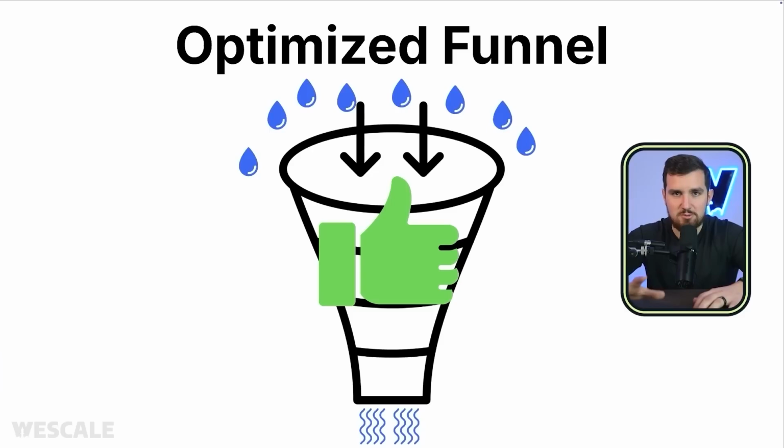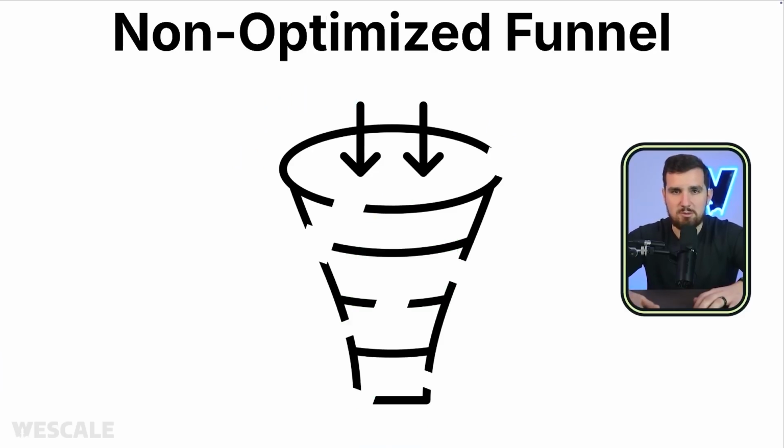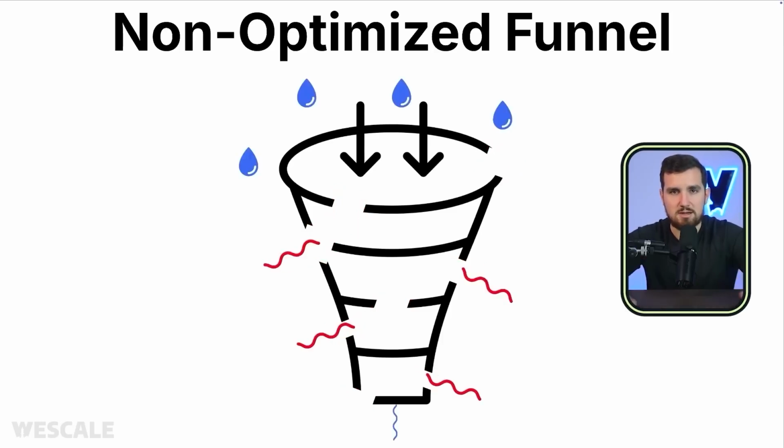This is when we say you don't need to spend a lot of money to learn a lot. It's because of this. A non-optimized funnel is one that has lots of holes. And when you pour water in the top, you get a little bit out the bottom, but you get a lot coming out these sides.